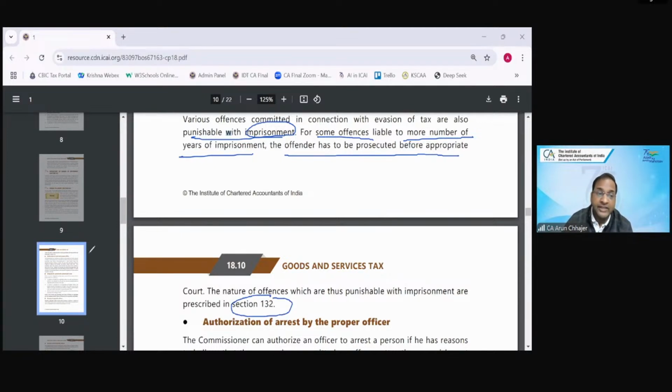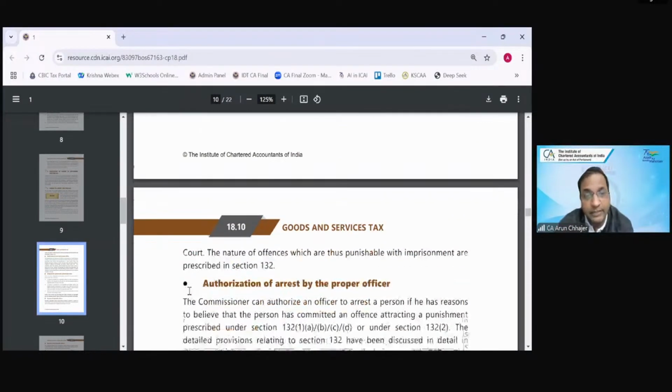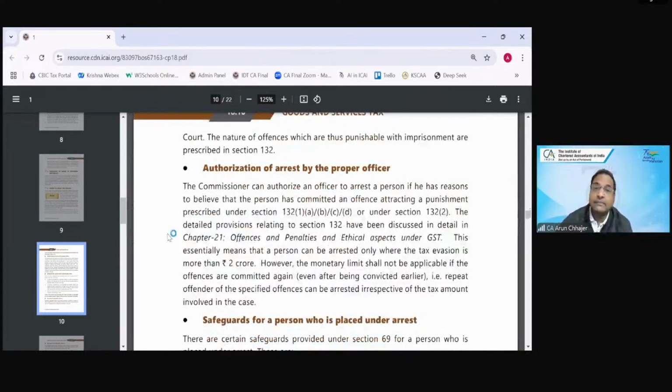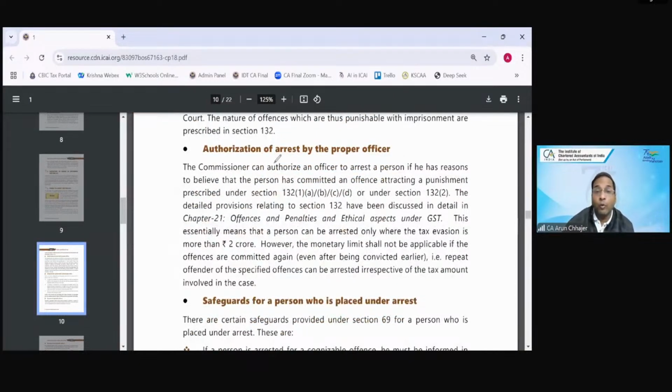तो 132 हम रीड करेंगे offense and penalty के चैप्टर में डिटेल्ड में, but yes it has some reference. What is that reference? 132 subsection 1 clause A, clause B, clause C, clause D. 4 offense. Invoice issued without the supply of the goods, or goods has been supplied without the cover of tax invoice. ITC has been taken by the recipient only on the fake invoice. And fourth is tax collected but not paid.